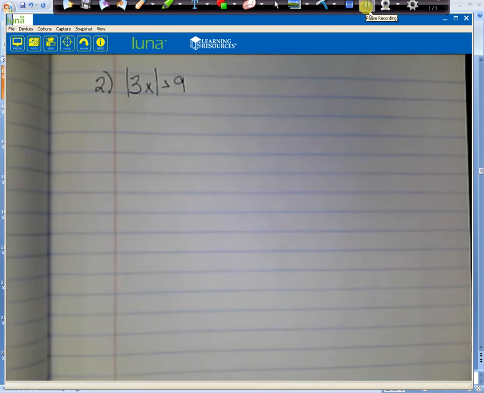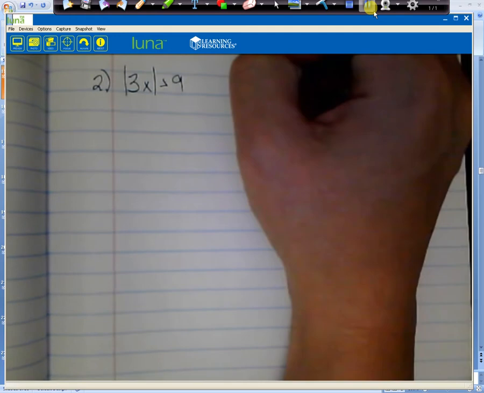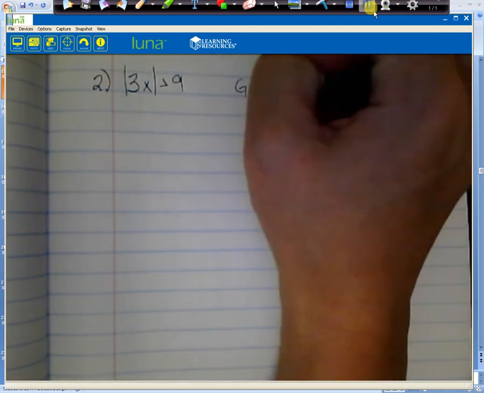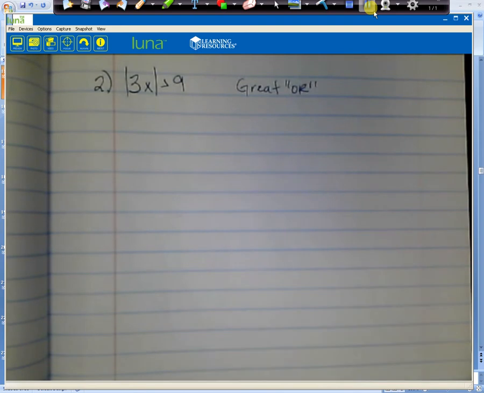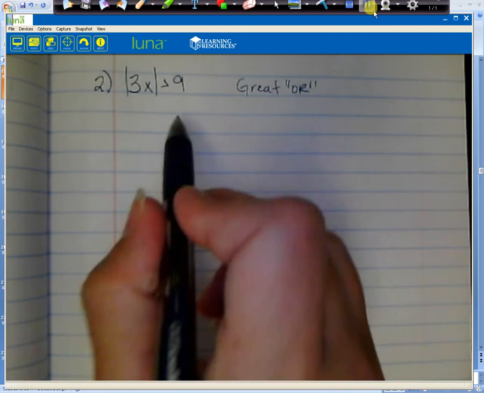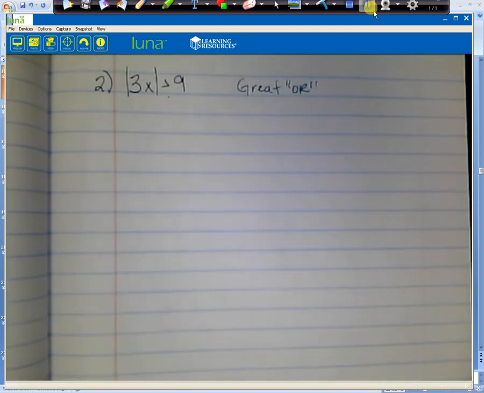Alright, go ahead and get down problem number 2. The absolute value of 3x is greater than 9. So the first thing I'm going to do is look at my sign in the middle, and I see that it is a greater sign. So I'm going to write my little play on words, great or, over here. I know that this is going to be an or problem because there is a greater sign there.